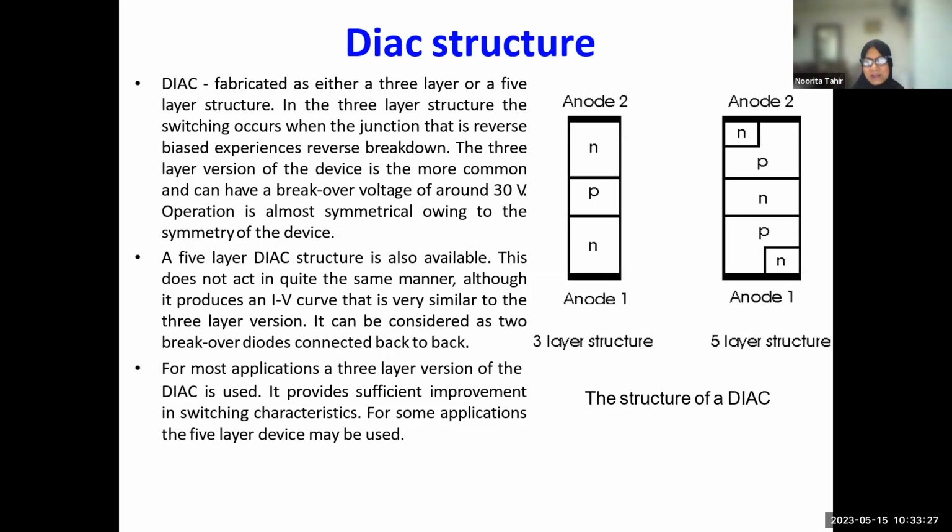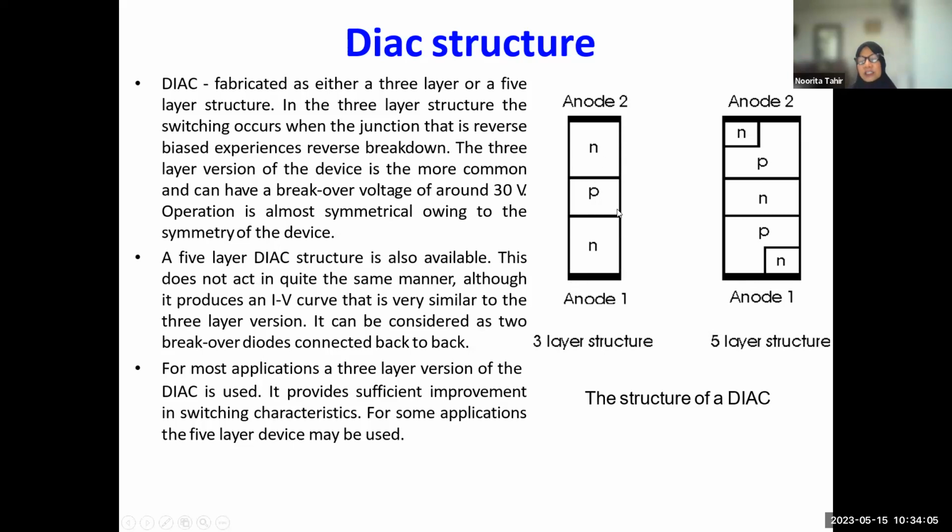So diac. This is how the diac can be fabricated, as either a 3-layer or a 5-layer. There are two ways we can fabricate it. In the 3-layer structure, the switching occurs when the junction that is reverse biased experiences reverse breakdown. It is mostly based on reverse breakdown. So this is the 3-layer version.